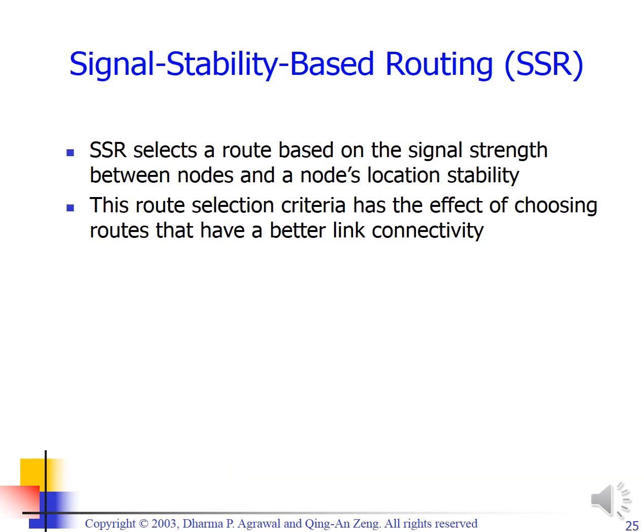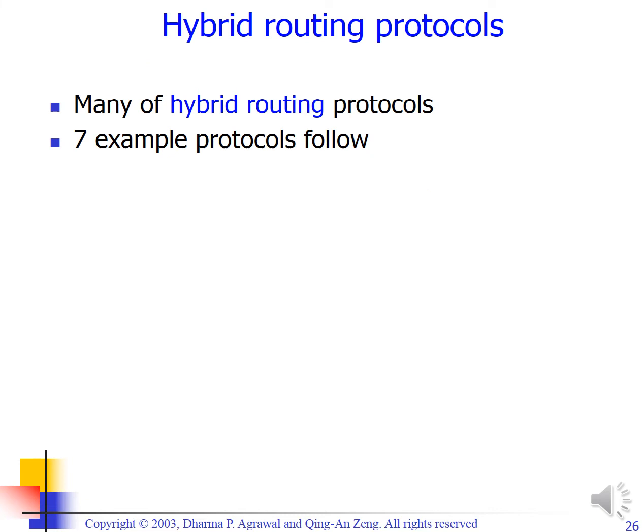Signal Stability-Based Routing (SSR) selects a route based on signal strength between nodes and a node's location stability. This node selection criterion has the effect of choosing nodes that have better link capability.